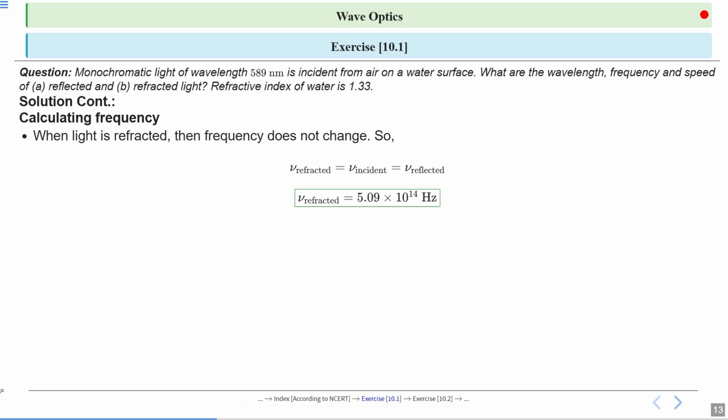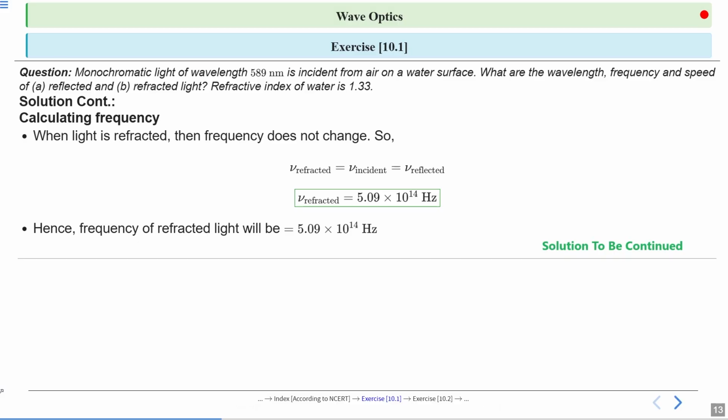So the frequency of the refracted light is equal to 5.09 into 10 to the power 14 hertz that we calculated earlier for the reflected wave. And the frequency of refracted light is 5.09 into 10 to the power 14 hertz again. This reinforces the idea that frequency remains unchanged during refraction.